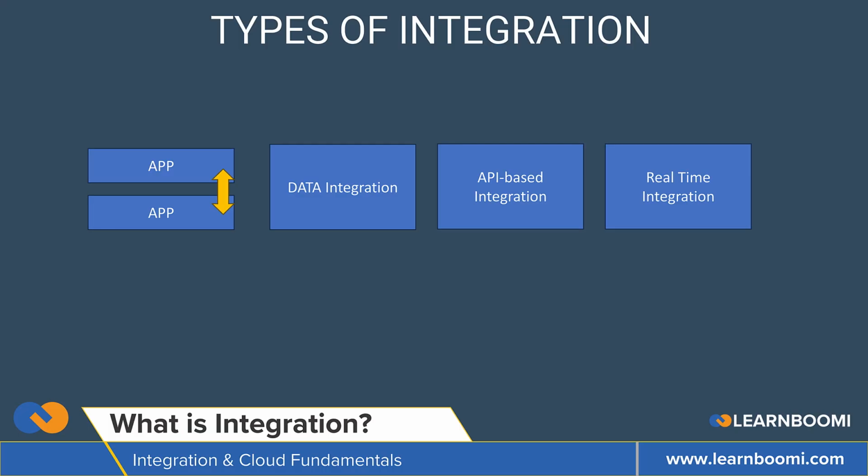Next is the data integration. So data integration is actually moving large sets of data between the systems. We're going to talk about this further in the course, but I'm really touching on very high level topics for you to understand the different types of integration. First, we talked about app to app integration. Next, I'm talking about data integration, which is nothing but moving large sets of data between the systems. So that's where you need an integration.